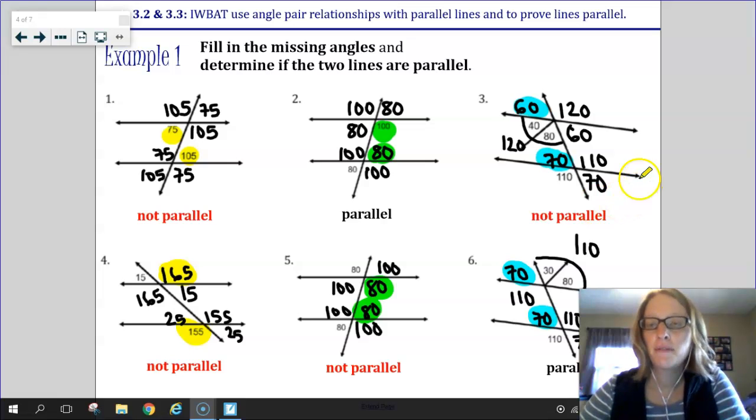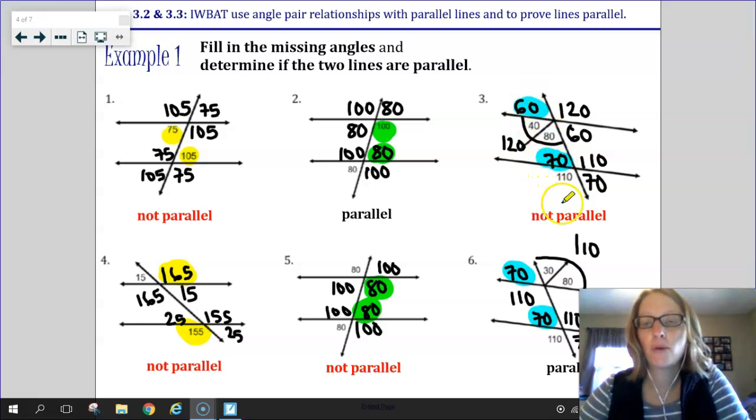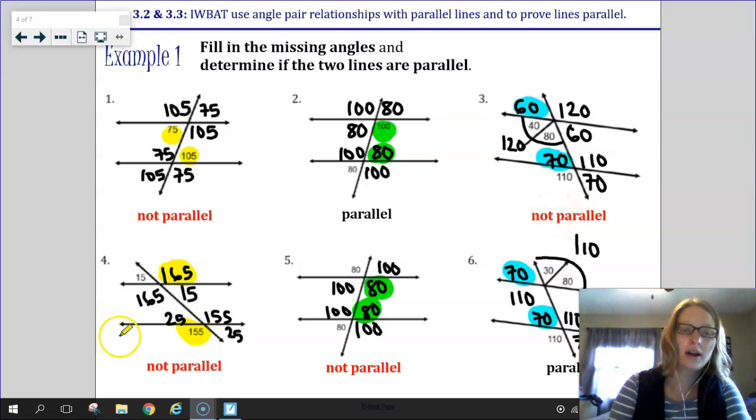For number 3, I saw that the two given angles, 40 and 80, added up to 120. I filled in all the rest of the angles here and found that 60 and 70, which are corresponding angles, were not congruent. Therefore, the lines in number 3 were not parallel. For number 4, I filled in all the angles and found that the alternate exterior angles, 165 and 155, were not congruent, so therefore the lines were not parallel.